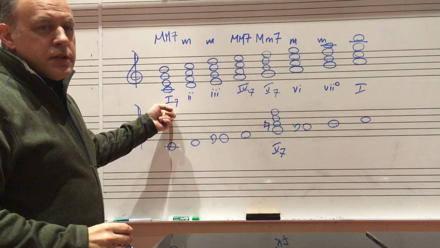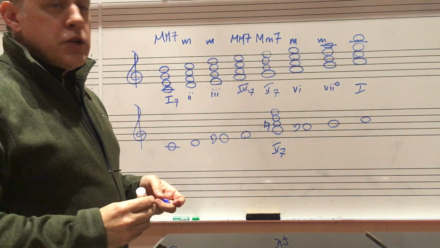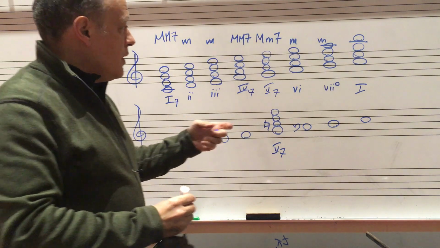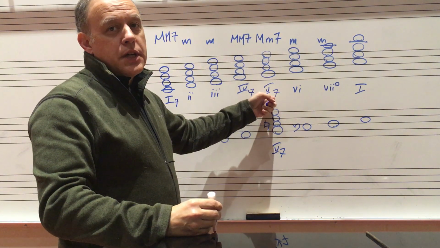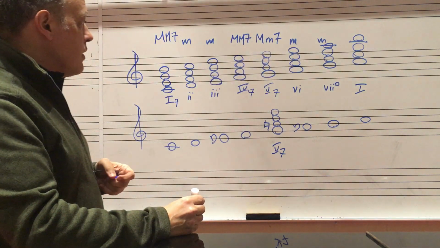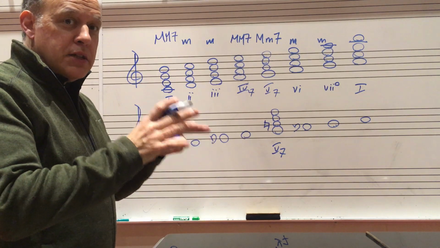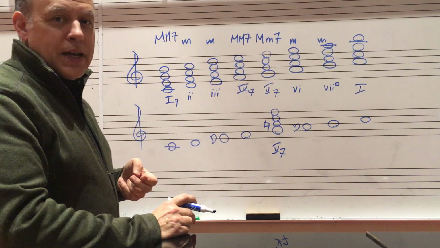The 7th built on scale degree 1 and on scale degree 4 are major 7ths, and they will sound different from the one built on scale degree 5, our friend the dominant 7th, which is a major minor 7th. So that's one way in which this naming system can capture that distinction between these sound qualities.